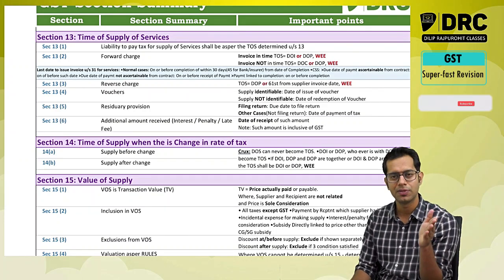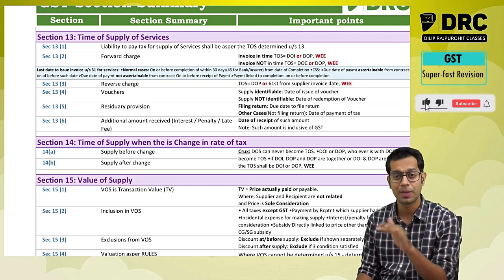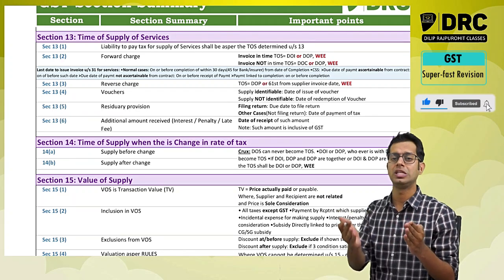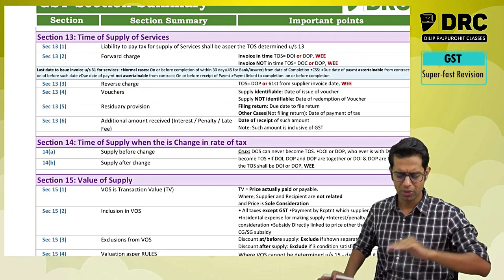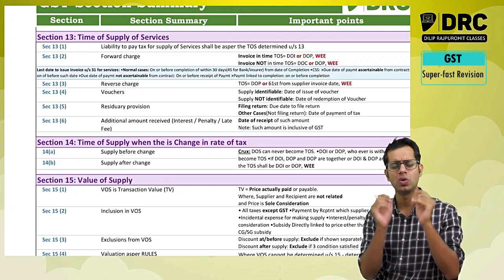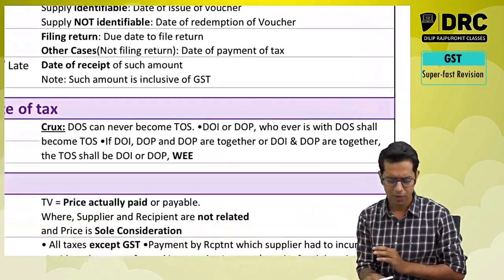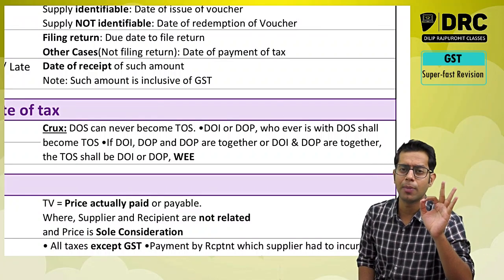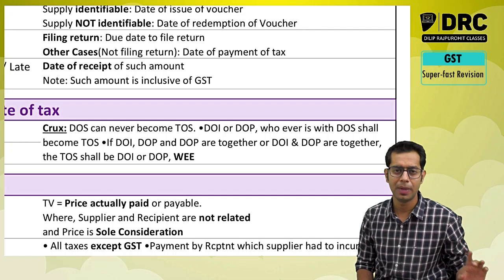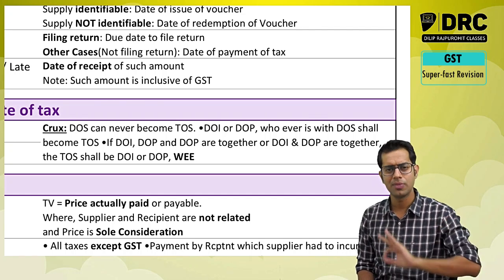Section 14 says check whether the supply is made before the change in rate of tax or after the change in rate of tax. If supply is made before the change in rate of tax, the time of supply will be... I'll just tell you the crux. Please note, whenever there is a change in rate of tax, the date of supply will never become time of supply. Who is going to become time of supply, sir? Either the invoice date or the payment date. One among them will become time of supply.